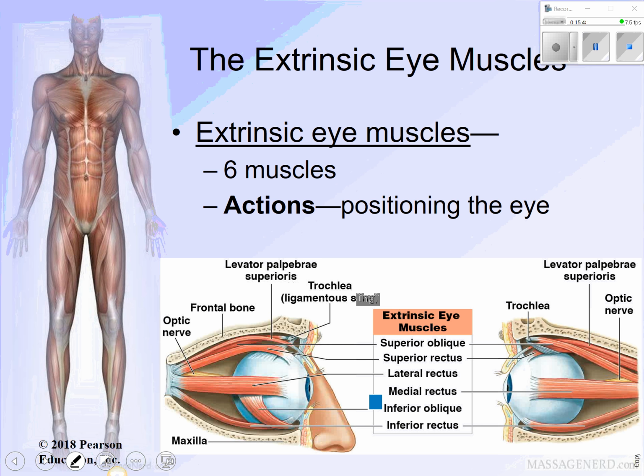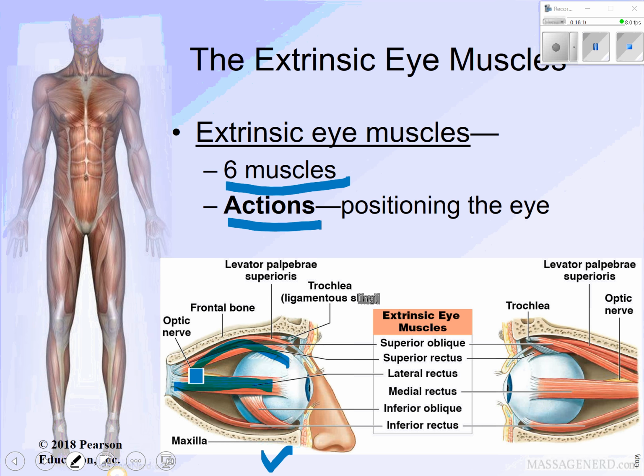So next you have here the eye muscles. You have 6 eye muscles. The actions are going to be according to how they position the eye. Again, make sure that you can label these. And I have several different pictures here I'll show you. This side here is showing you the lateral side. So this is going to be the lateral rectus.